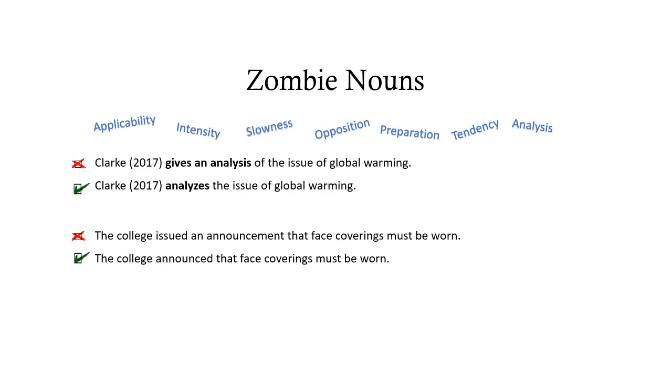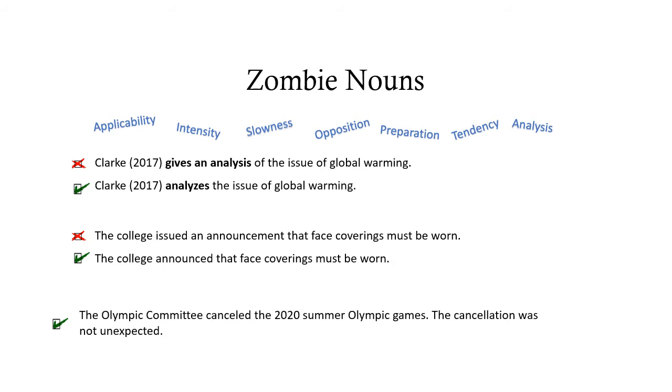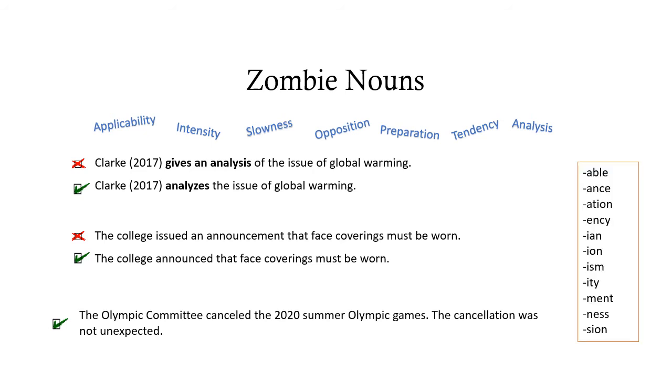So why does English have these words, you might ask? Well, zombie nouns can help your writing when you want to refer to something a second time in the following sentence. Here's an example. The Olympic Committee cancelled the 2020 Summer Olympic Games. The cancellation was not unexpected. Here, the zombie noun cancellation works perfectly in the second sentence. As you edit your paper, watch for words containing endings such as these. These could be zombie nouns that need to be avoided.